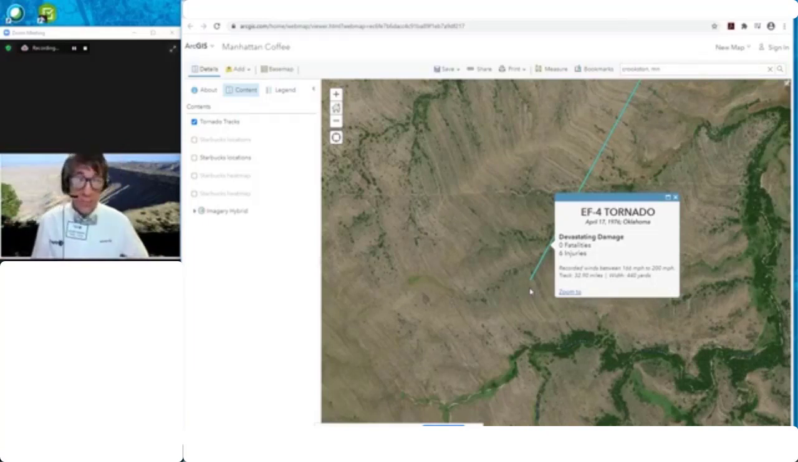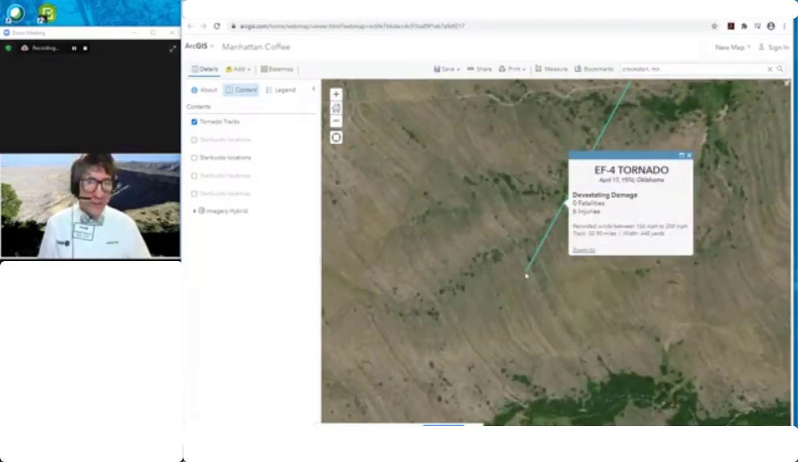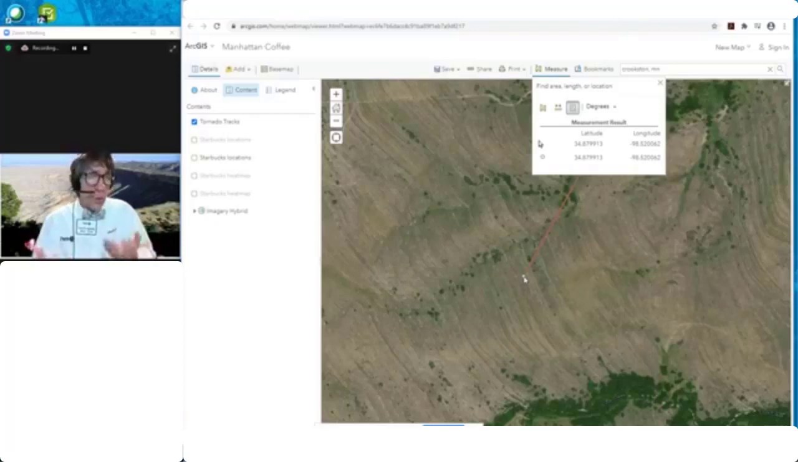Anecdotal evidence, which could be very good, but the point is, even though we can zoom into 1 to 1,000 scale, that doesn't necessarily mean that the data was accurate down to the actual spot, that latitude and longitude, which we could measure right here. It doesn't necessarily mean it started at 34.879913 north latitude, okay? So it's a nice way of introducing the whole notion of data quality, reliability.